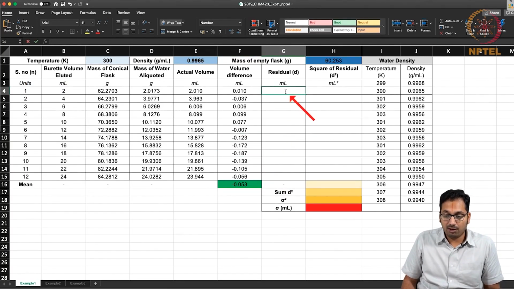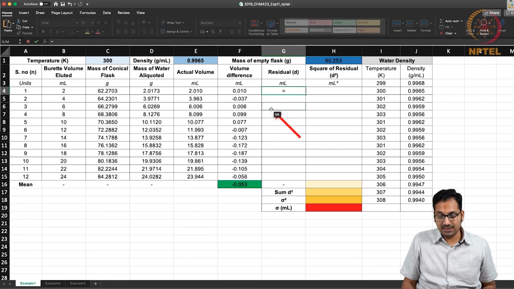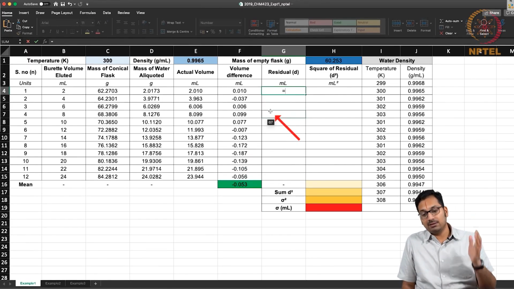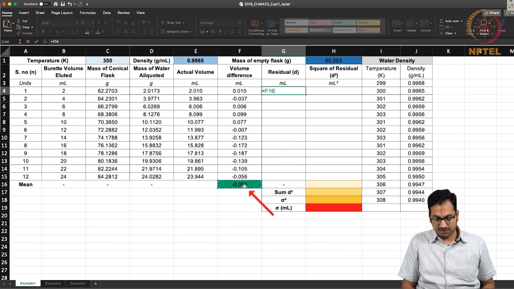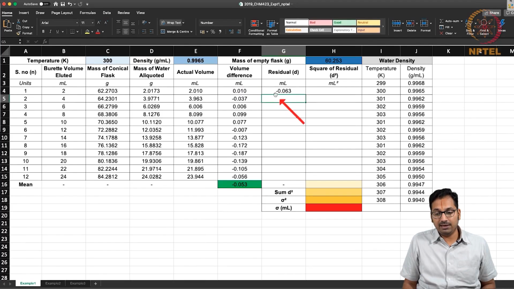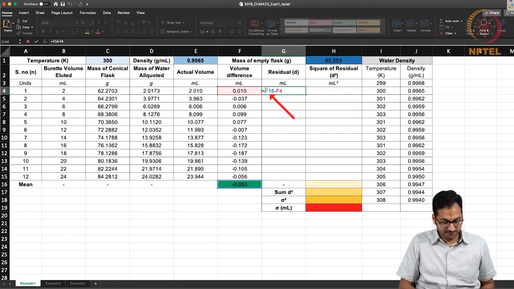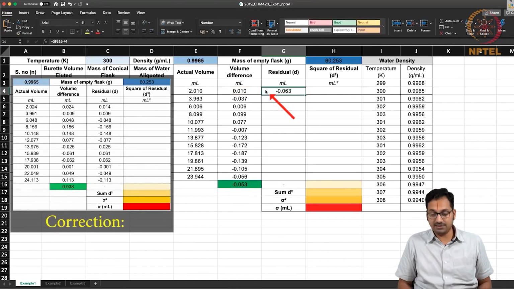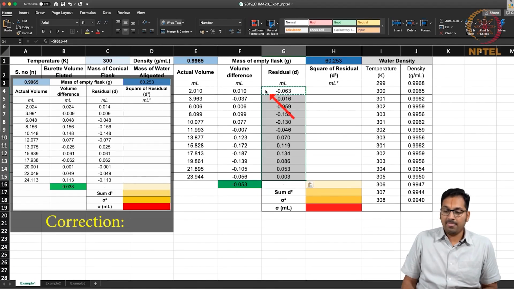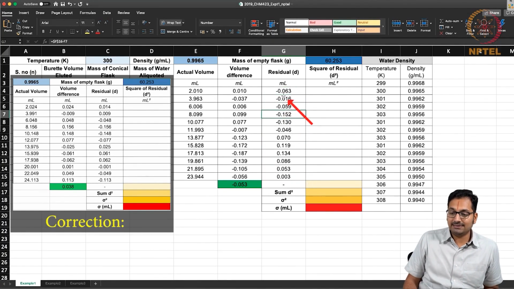Now that you have gotten the average of all of these measurements, the next step that you would like to do is to take the difference between the sample mean and each measurement. Once again, you want to make sure the sample mean is kept constant, so you make it as $F$16, and you start making the differences, and what we end up getting are the residuals for each of the measurements.